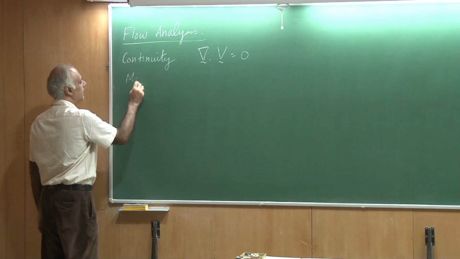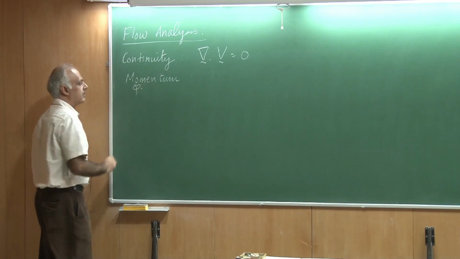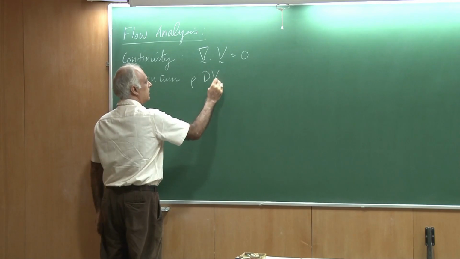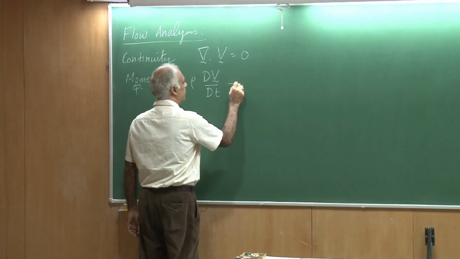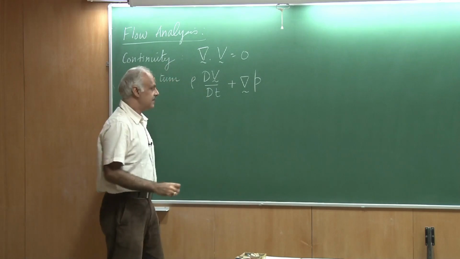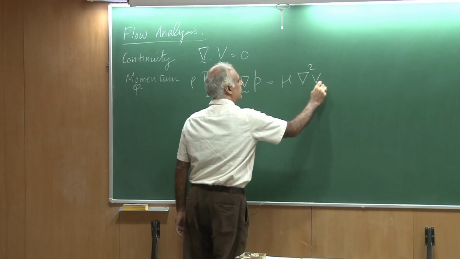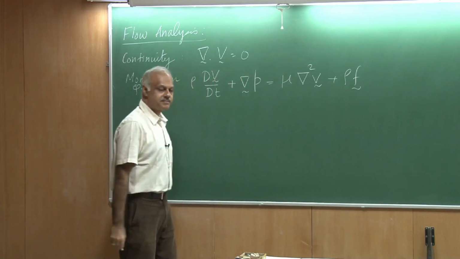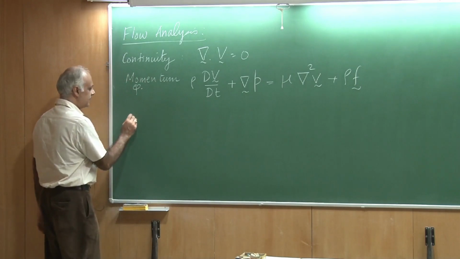Then we looked at the momentum equation, and that equation was rho dV dt plus gradient of P, that's mu times Laplacian of V plus a body force. So what are the assumptions in these equations?